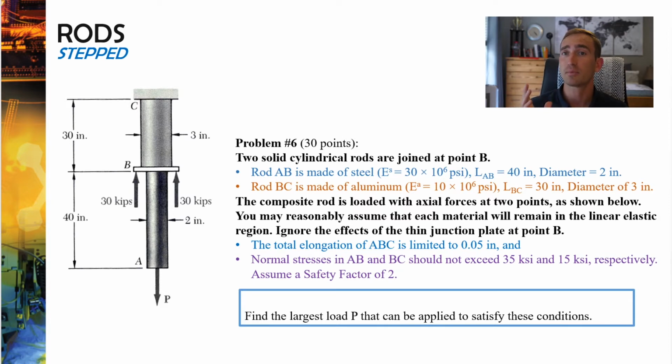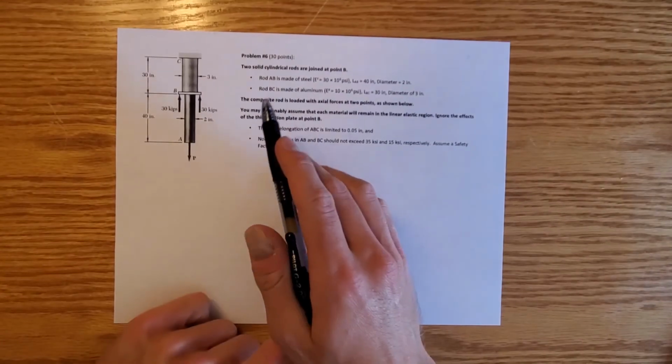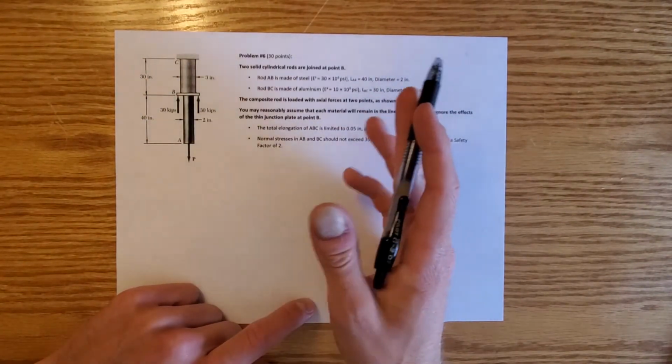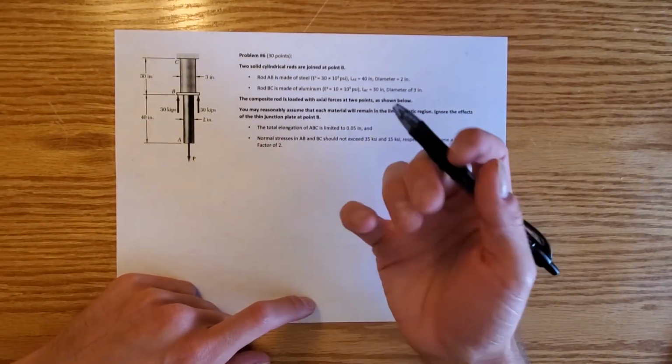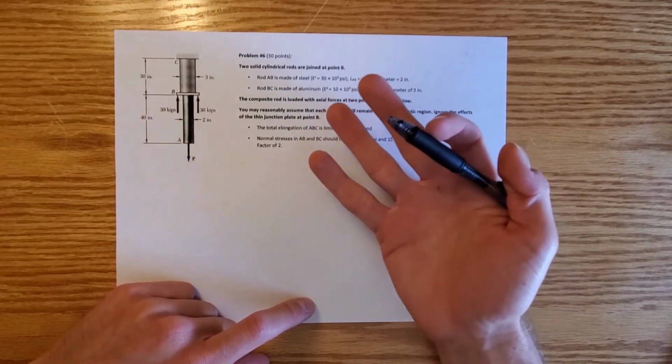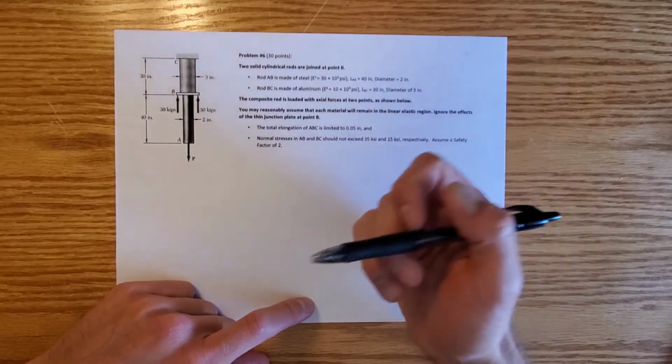So what we'll do is we'll jump to the handwritten solution, and I'll show you how we approach this problem right here. In this problem, we have a stepped rod problem, which really is a problem that combines internal forces, stresses, material properties, and a little bit of statics as well.